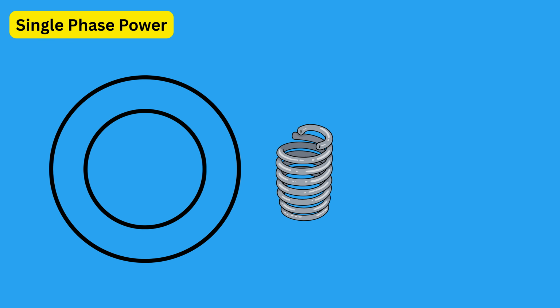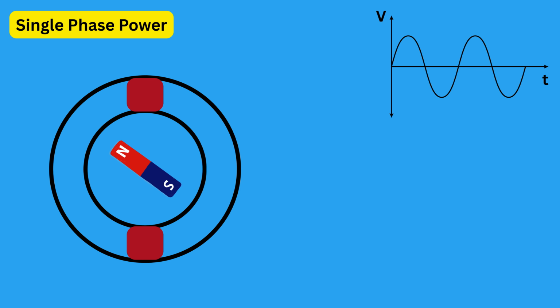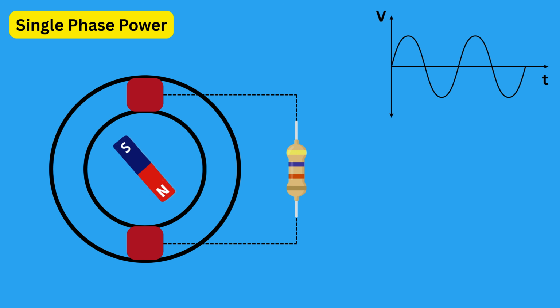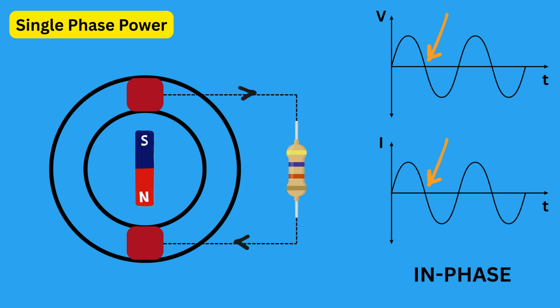A single-phase generator has one winding, which means one coil with two terminals. When the magnet rotates inside the generator, a sinusoidal voltage is induced across these terminals. If we connect a simple load across these terminals, say a resistor, then current starts flowing. In this case, the voltage and current are in phase with each other, which means they rise and fall together. They start at the same time, reach their maximum at the same time, and become zero at the same time. This condition is called in-phase operation.